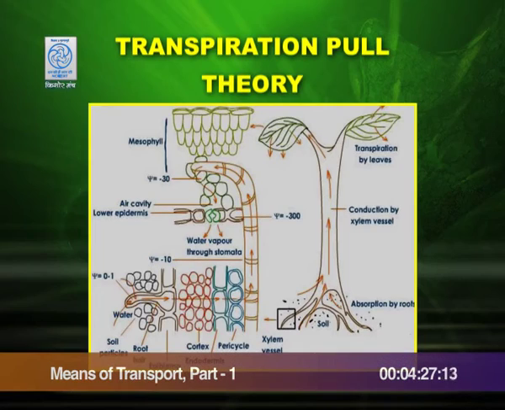The following diagram very well explains the transpiration pull theory. If you look into the picture, you can see the absorption and correspondingly the transpiration. The transpiration helps in the absorption of water into the root. In the diagram, you can see the water absorbed by the root hairs and moving up into the mesophyll of the leaves. So, transpiration by leaves helps in the absorption by roots.